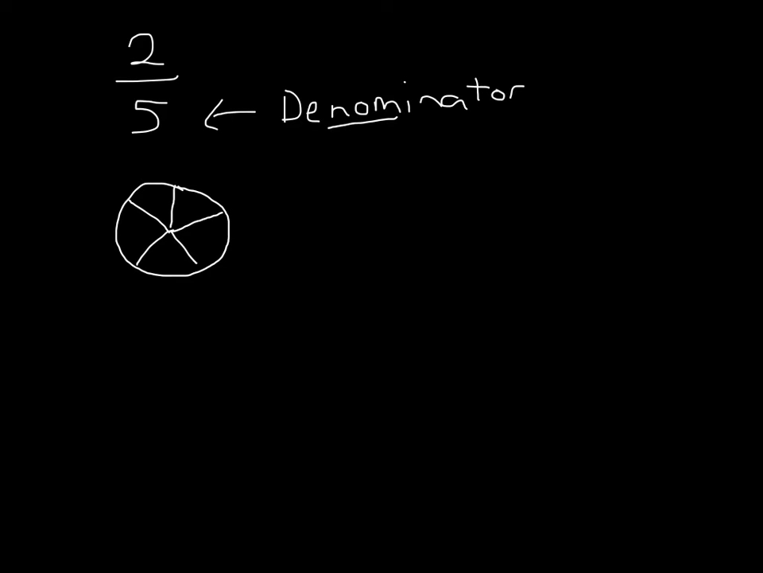That's the denominator. Now, the denominator is not a number. The denominator names the units. These units are each called fifths. Now, with the numerator, which is the number at the top, and these are very important numbers, you should recognize when you see numer, sometimes people call numbers numerals, because that word means number.